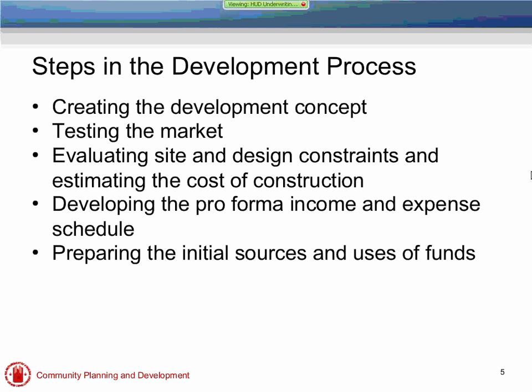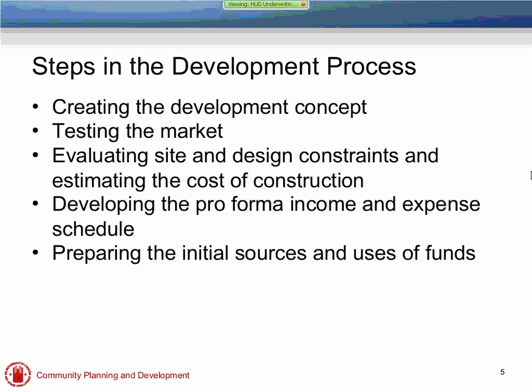Then our next step is to develop the pro forma and income and expense schedule. So what does this really look like with this development? Can it bring the income? What expenses are going to be associated with that? To determine the cash flow. What kind of debt and equity can really be attracted to the project? And then from there, preparing the initial sources and uses of funds.